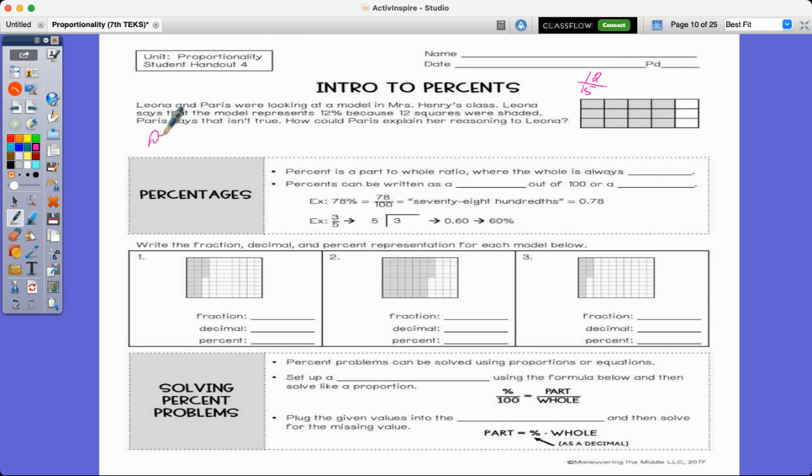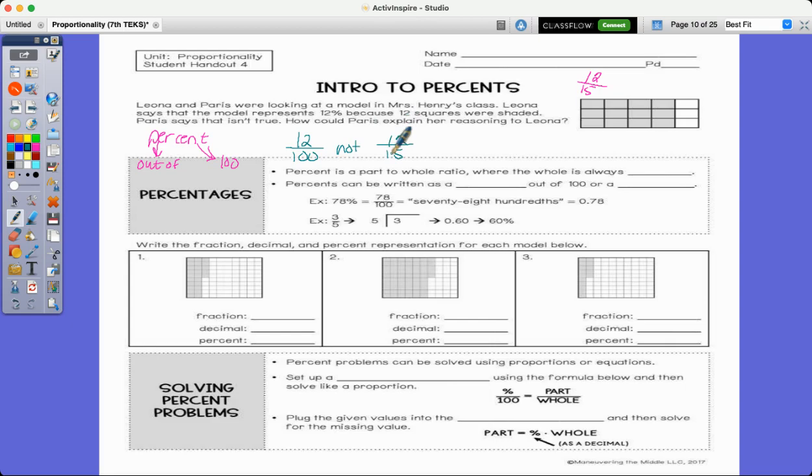So remember that percent. Per means out of, and cent means 100. Like there's 100 cents in a dollar. There's 100 years in a century. A centurion is the captain over 100 troops. So anytime you see CENT, we know that means that it is 100. So 12% would be 12 out of 100, not 12 out of 15.